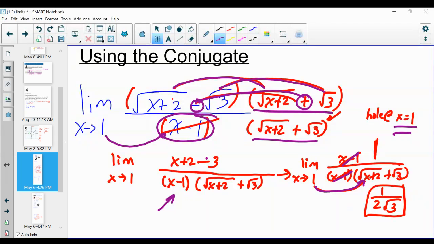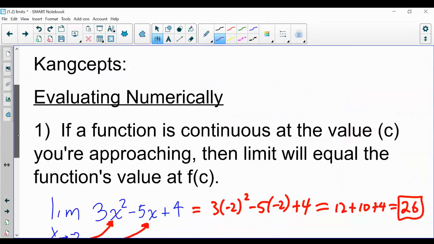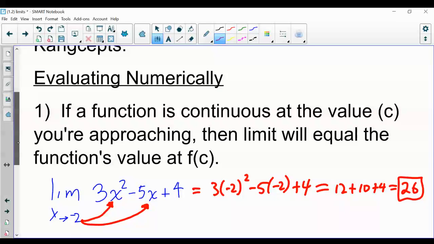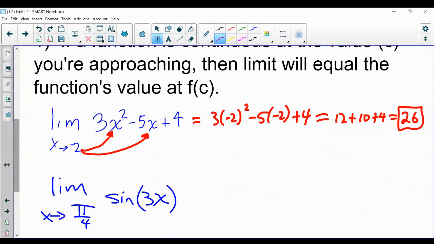Sometimes you're going to be able to just plug in the x value that you're given. If I'm given a function that's continuous everywhere, in other words, there's no discontinuities, the domain has no restrictions. If that's the case, like in this case, I've got a parabola. We know that quadratics have no domain restrictions. Because of that, I can just go ahead and plug negative 2 in wherever I see an x. And by doing the math, whatever answer I get will be the value of the limit.